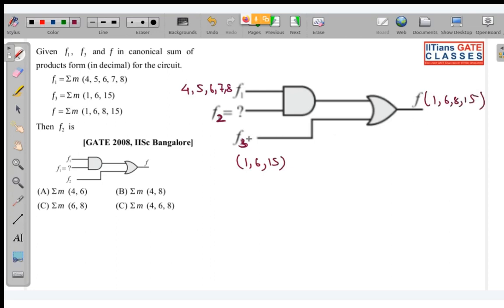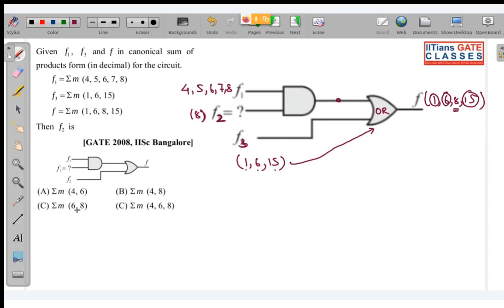So now let us see. So this is AND gate. If you see over here 1, 6, 15, these are coming from here, 1, 6, 15. It is present in this F3. So this is OR gate. Okay. Now this 8 should come from this input. So when will I get 8? If your F2 has 8, then I will get 8 over here.